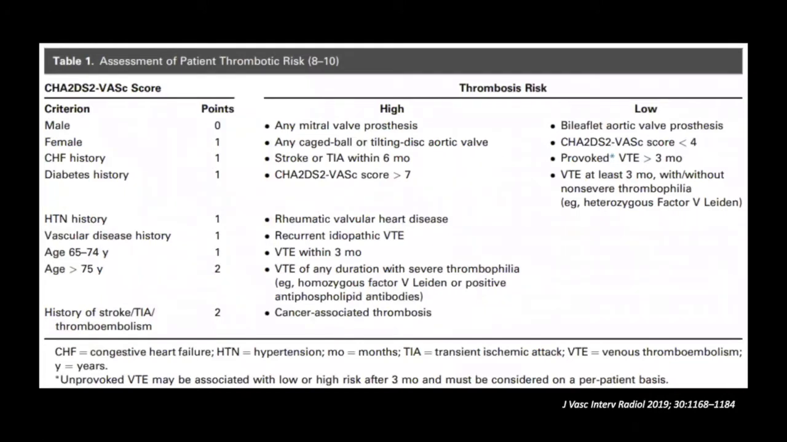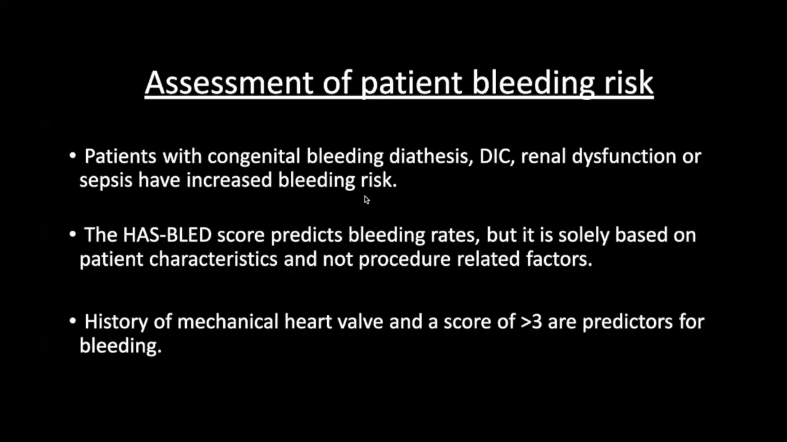So this table here is just an illustration of what we just talked about for assessing thromboembolic risk. And this is the criteria that they consider with the CHA2DS2-VASc score. Being female carries some risk, congestive heart failure history, diabetes history, hypertension history, and all of these are put together with scores. You have to score them, and then you have to say if your patient has a high risk or a low risk, as we mentioned in the previous slides.